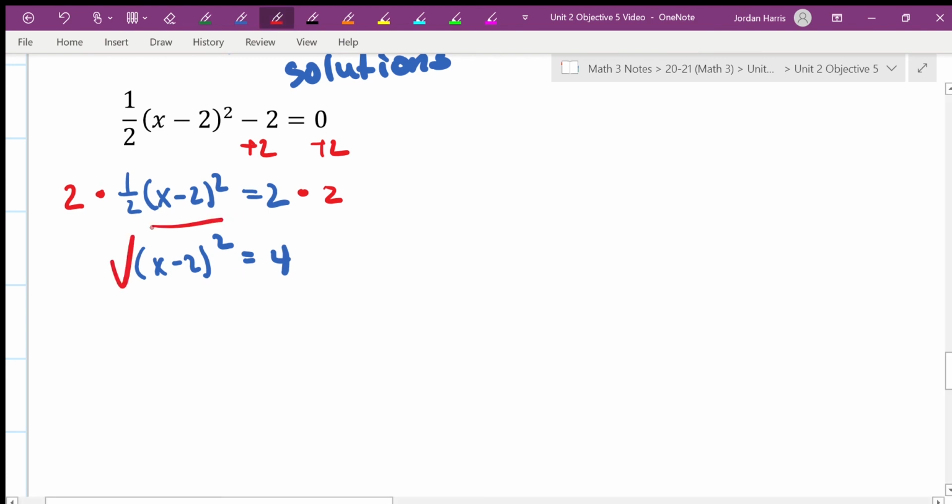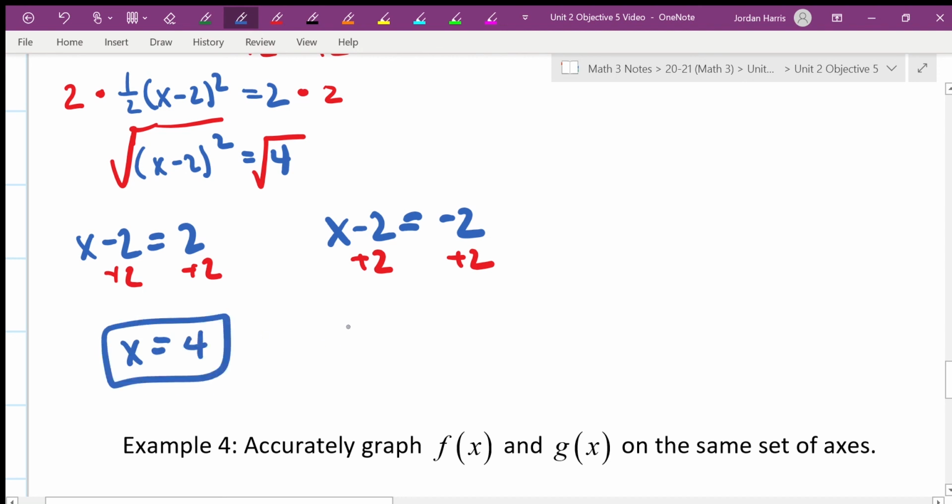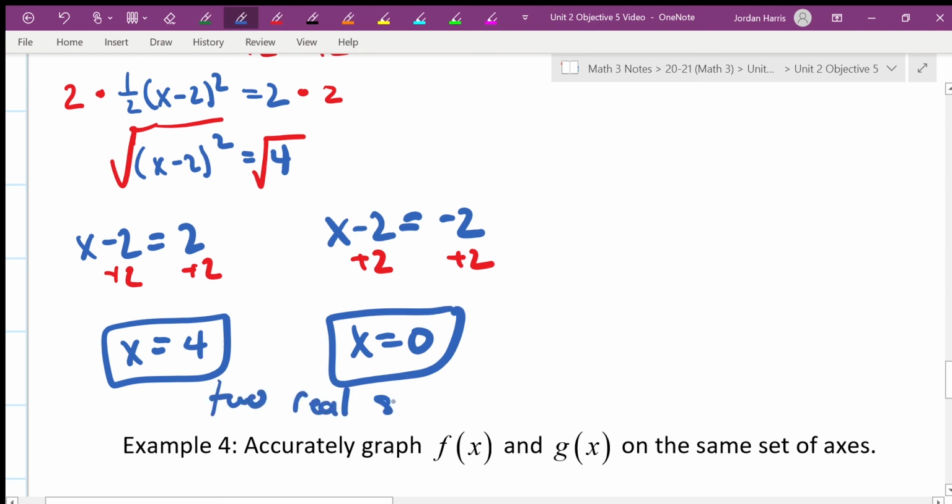Square root both sides. Don't forget, whenever we square root both sides, we need plus or minus. So x minus 2 equals positive 2. x minus 2 equals negative 2. Okay, so when I add 2 to both sides, hopefully you're getting good at this. I get x equals 4 and x equals 0. So this one was two real solutions.